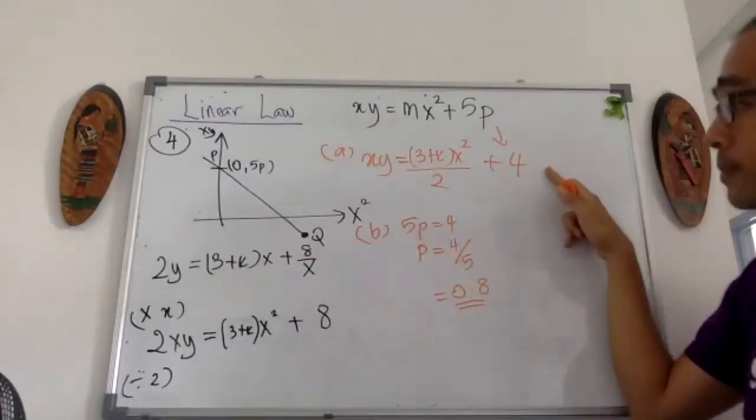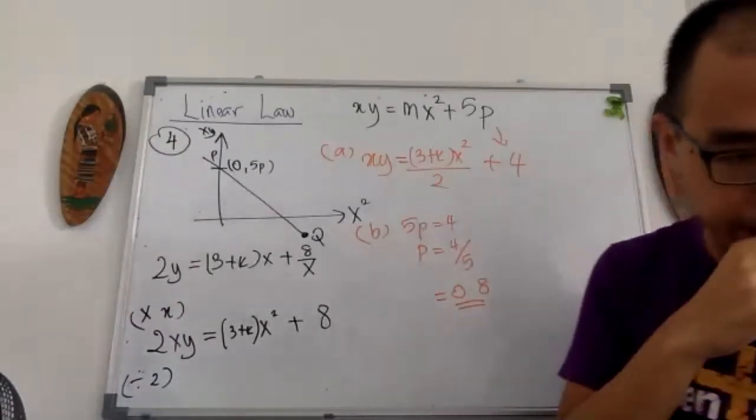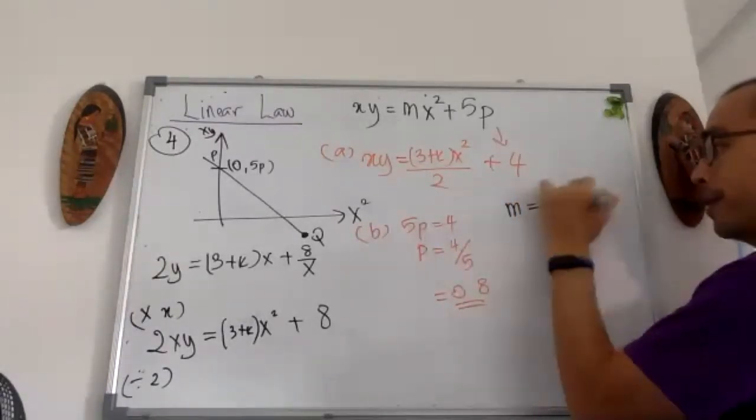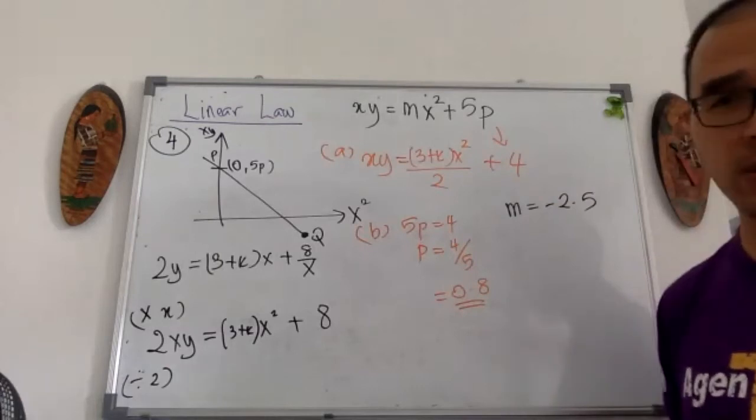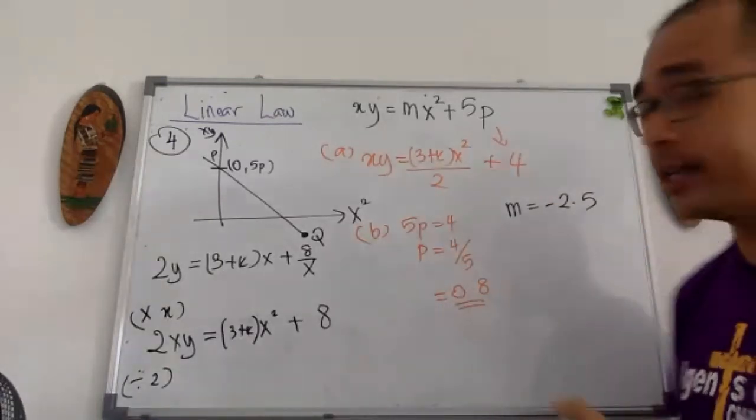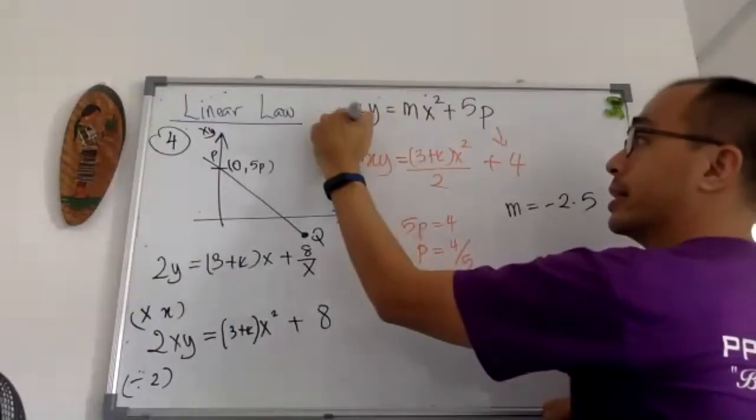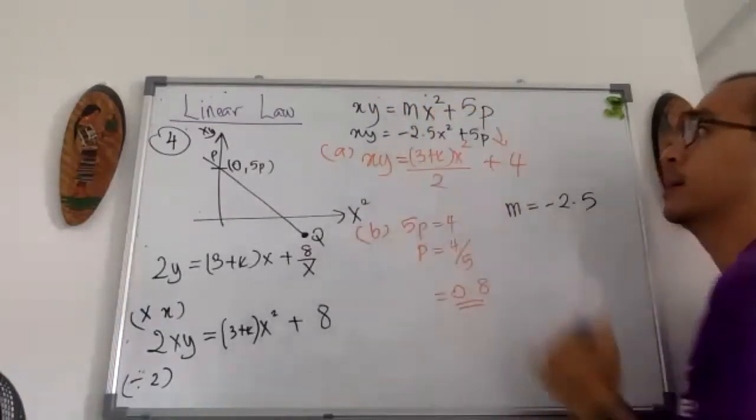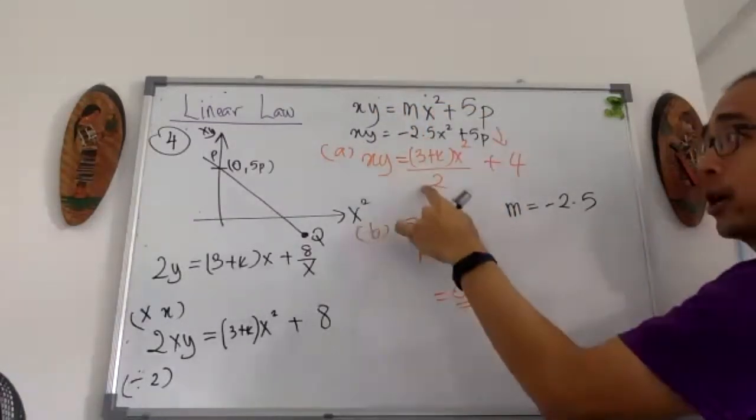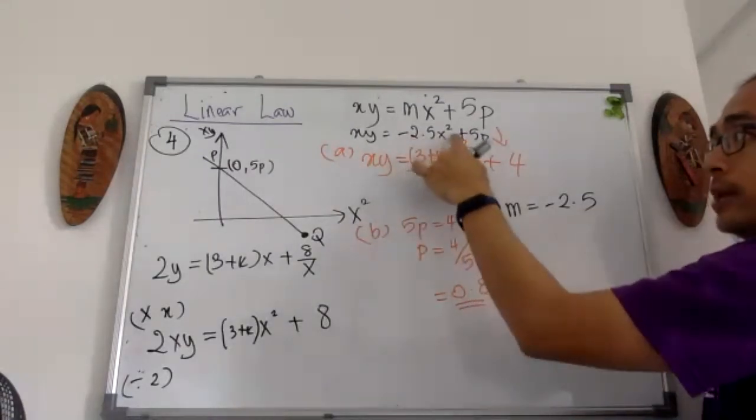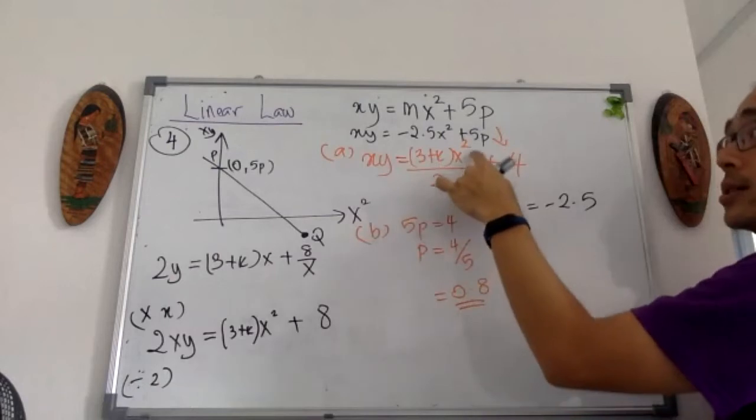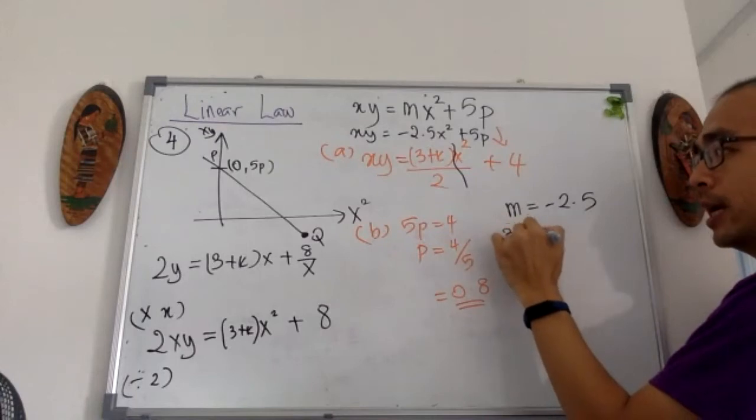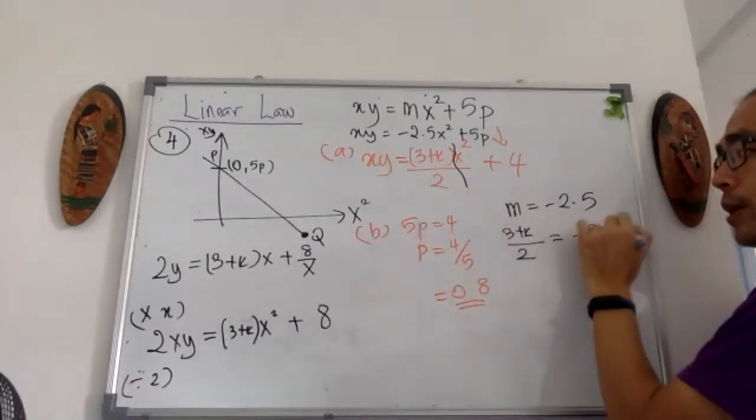Then let's take a look at question B. Question B says, given the gradient is negative 2.5. This makes our job much easier. Our gradient is negative 2.5. Therefore, if I write this again, xy equals negative 2.5 x squared plus 5p. Compare this and this: negative 2.5 x squared and 3 plus k over 2 x squared. I separate out the x squared, so 3 plus k over 2 equals negative 2.5.